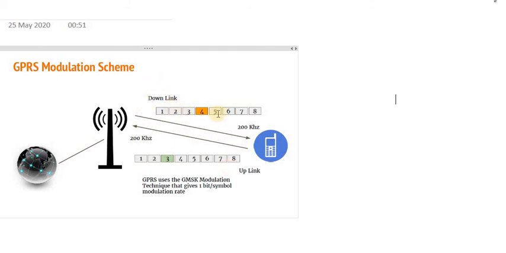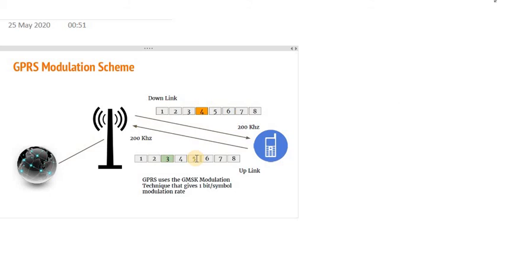These coding schemes carry 8 data slots. You can see 1 2 3 4 5 6 7 8 data slots here in the downlink, as well as 8 data slots in the uplink channel. The GMSK modulation technique has the capability of transferring only 1 bit per symbol modulation rate. So the data transfer rate is very slow in GPRS.